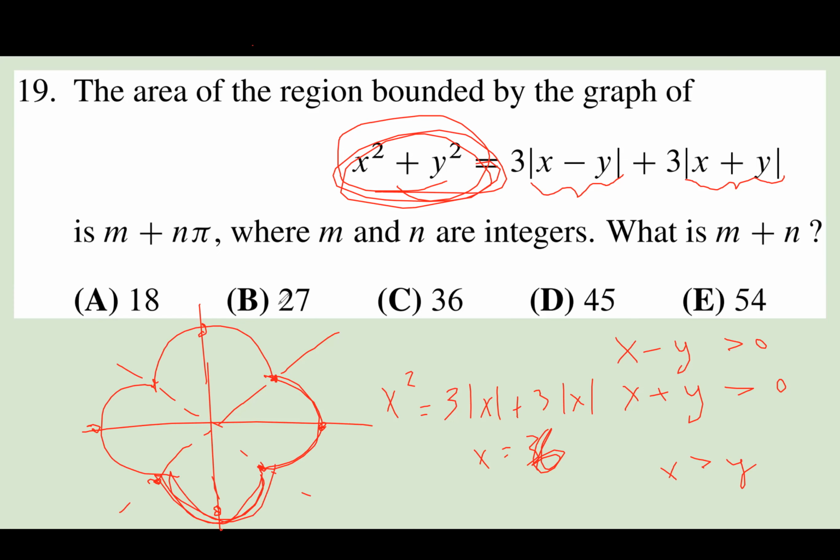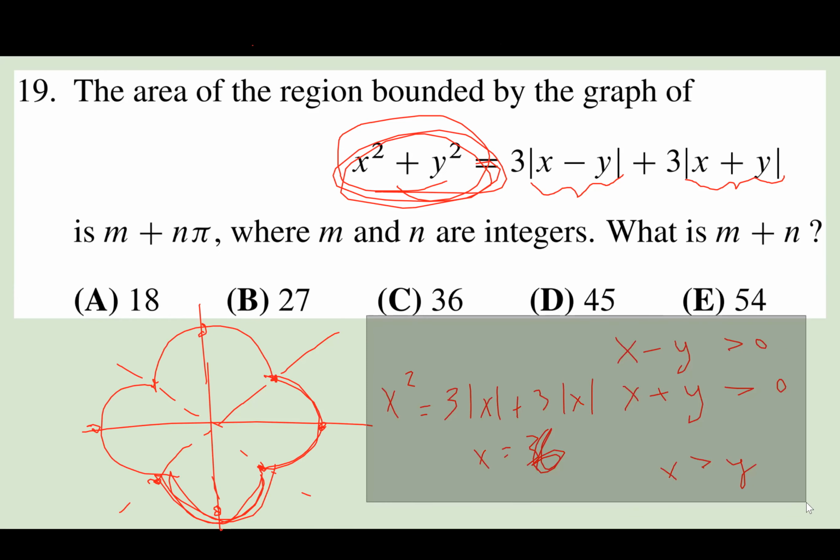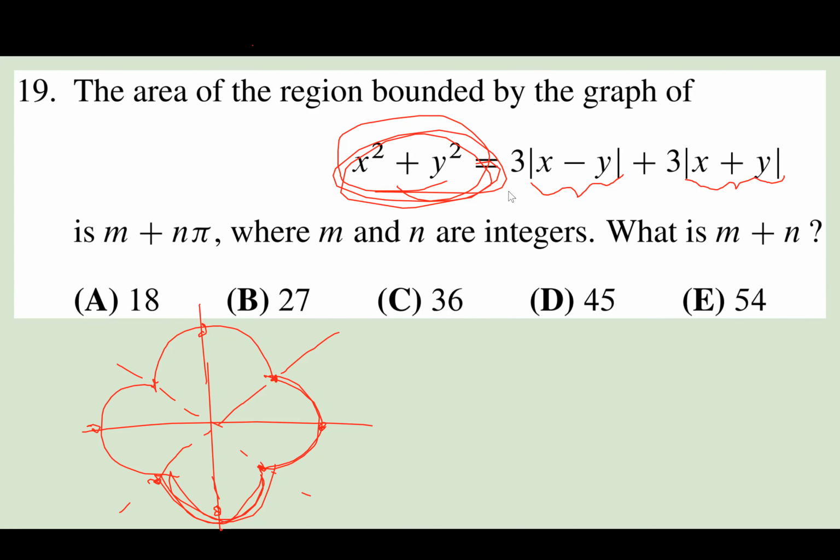This is very, very tricky. I don't know how anyone's really supposed to know that the shape looks like that. So this is probably one of the harder problems on the whole test, just because you're supposed to somehow understand what this function looks like. But once you do know what it looks like, then you can set it up.